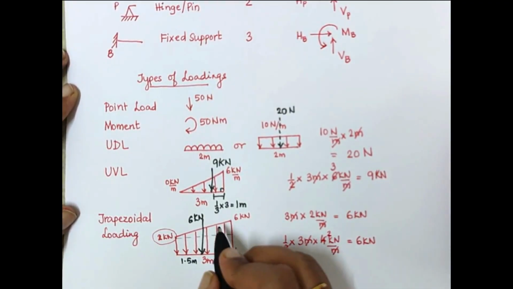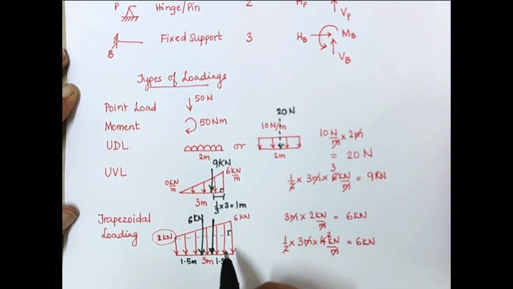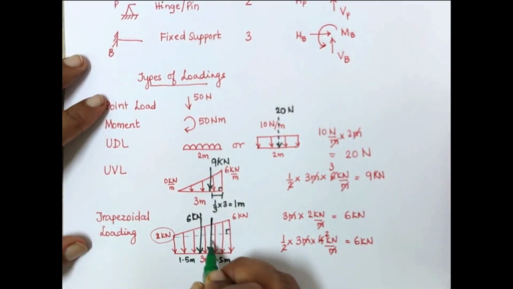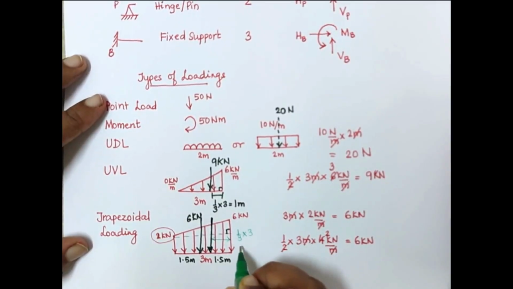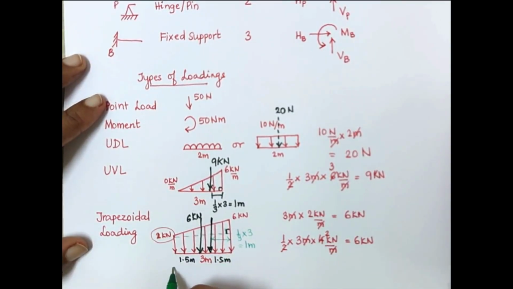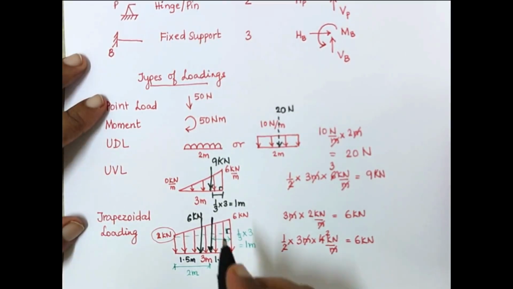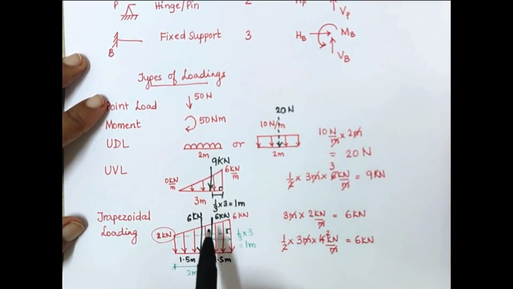Now this 6 kilonewton loading will act at 1/3 of the triangle from the perpendicular side. Therefore, this loading, let me show it to you in a green pen, will be at a distance of 1/3 of the entire 3. That means 1 meter from the perpendicular side and 2 meters from the other end. So again, this calculation of 6 kilonewton and the calculation of the other 6 kilonewton are totally different. One is a UDL, the other is a UVL.